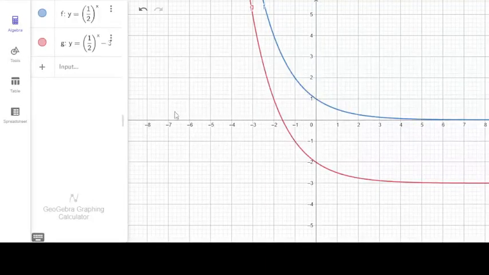So we will see the asymptote has an effect on the range and changes my range. The first initial function was from 0 to positive infinity, but here it's from negative 3 to positive infinity.